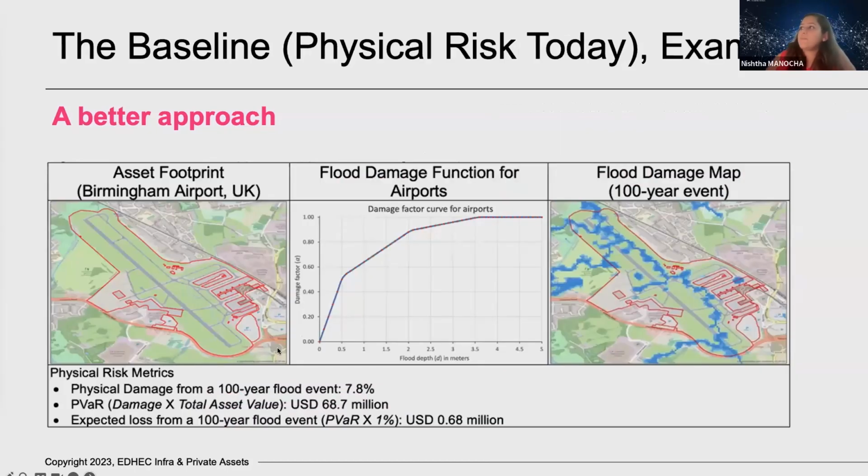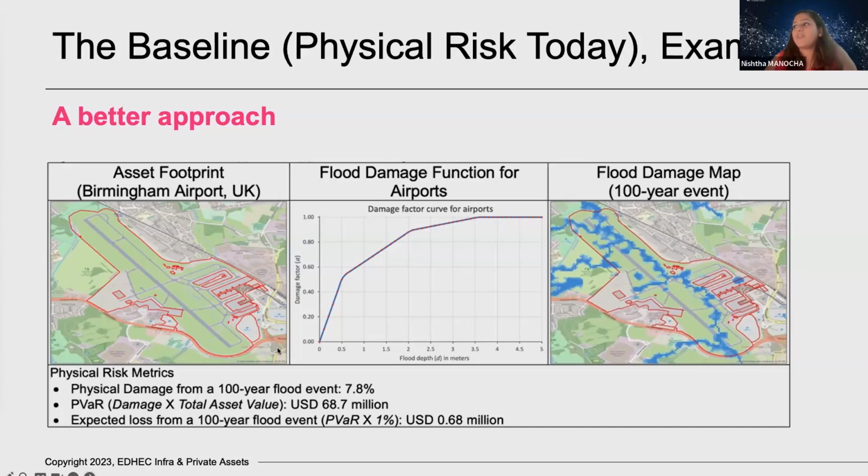This is an example that I'd like to present to you today. On the left, you have the Birmingham Airport in the UK. The first step is we map it out. The second step is we identify the damage function for airports. As you see, the damage function tells you, for any given flood level, what is the potential damage this asset faces. And finally, we model its climate hazard.